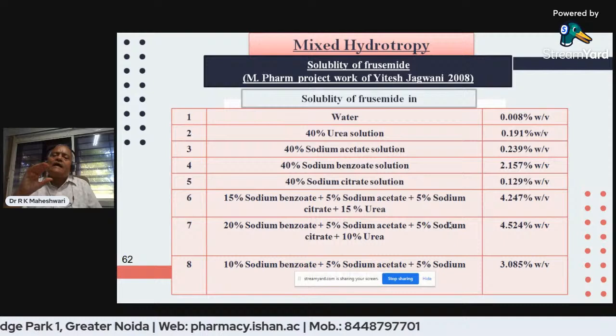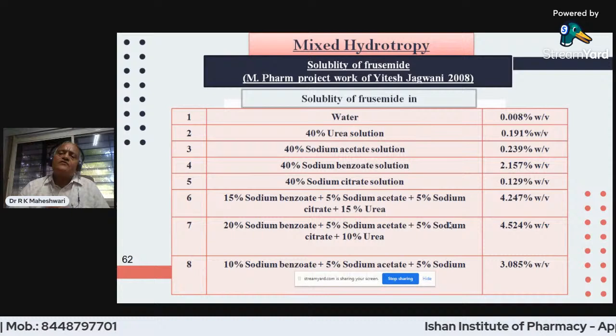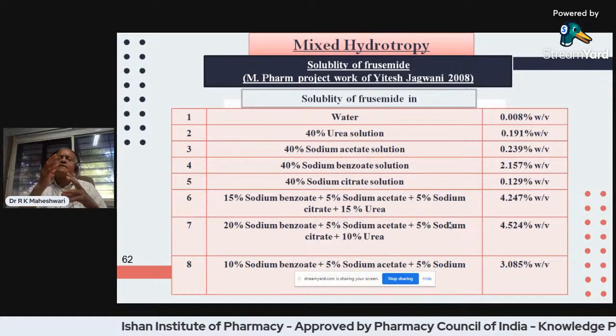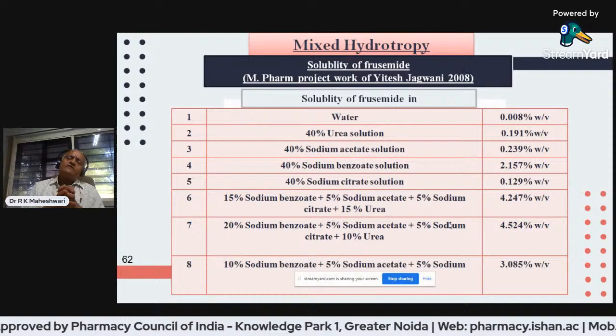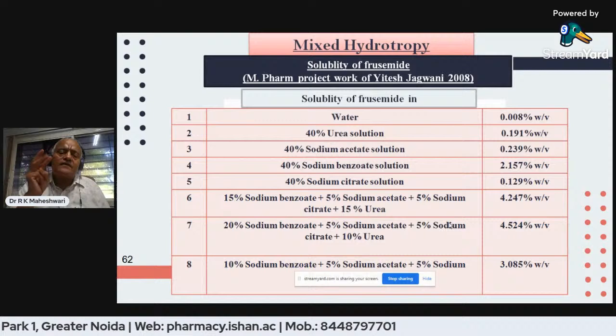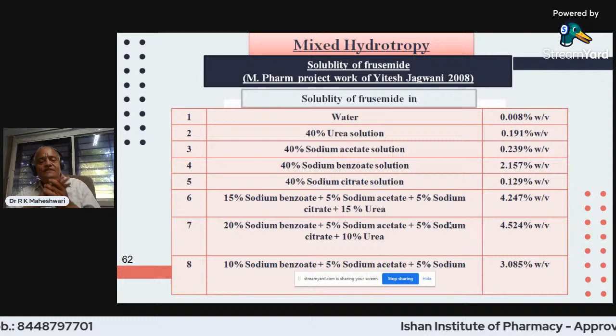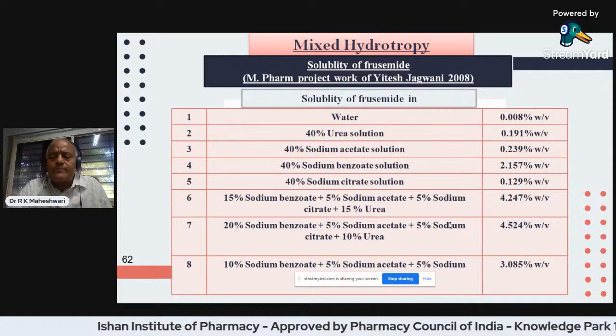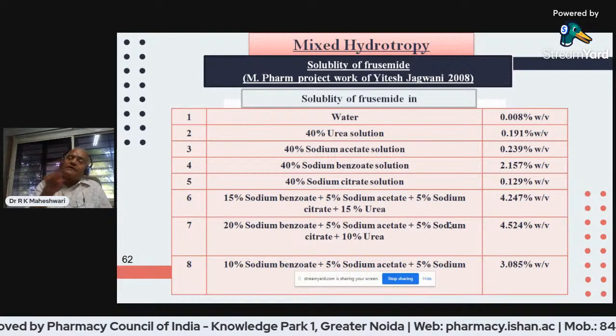Then I told him to make different mixed hydrotropic blends containing different ratios of these four hydrotropic agents. So he checked the solubility. About 15 to 20 blends of mixed hydrotropic combinations were made, and the solubilities were determined. The results of three blends I am giving to you because in these three there was very good solubility achievement. Number 6, as you are seeing on your screen, is 15% sodium benzoate, 5% sodium acetate, 5% sodium citrate, 15% urea. Total became 40%, a mixed hydrotropic solution of 40% strength.